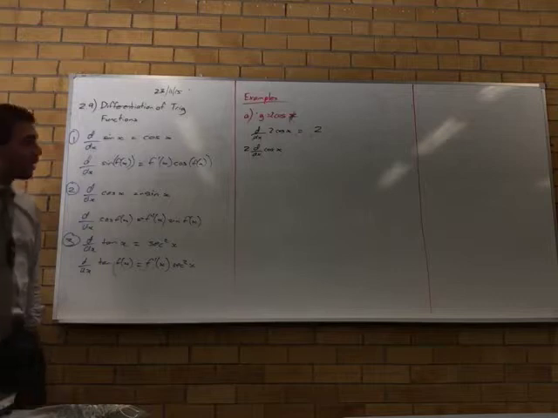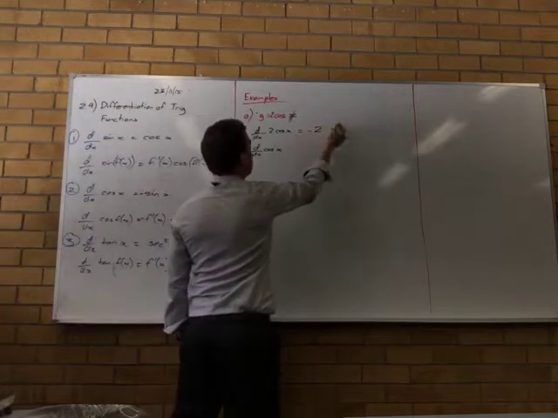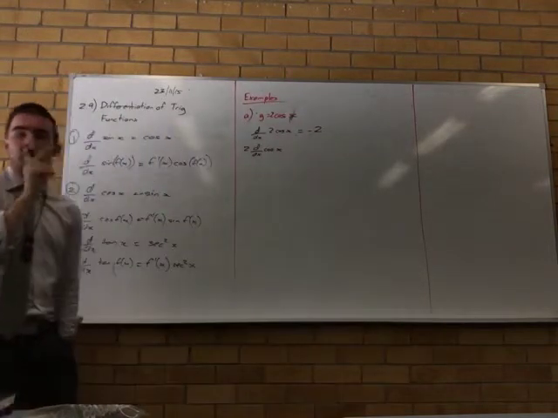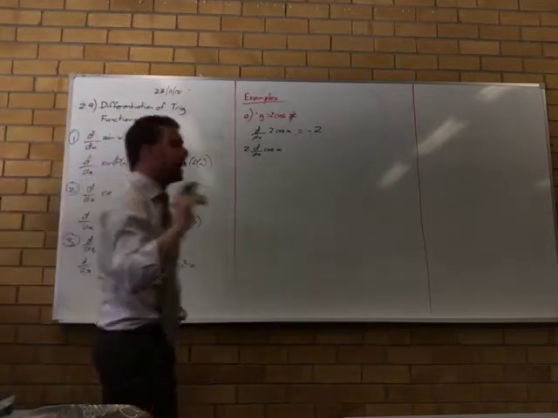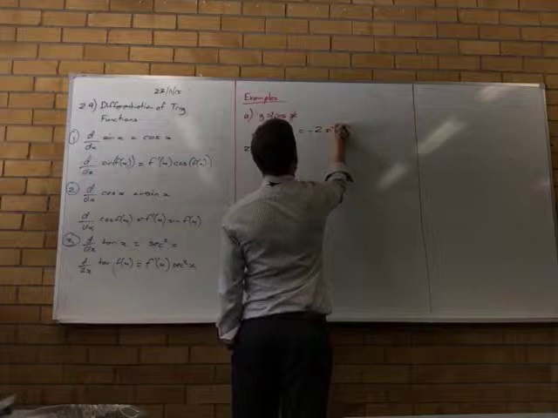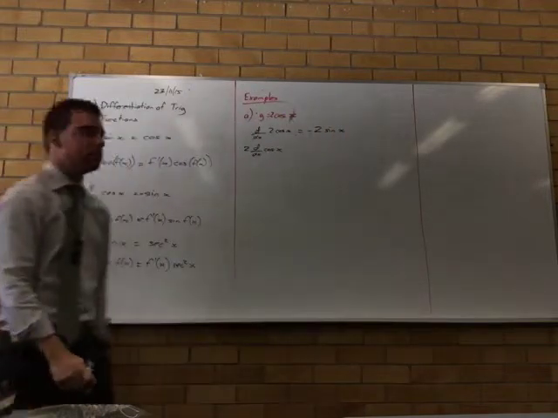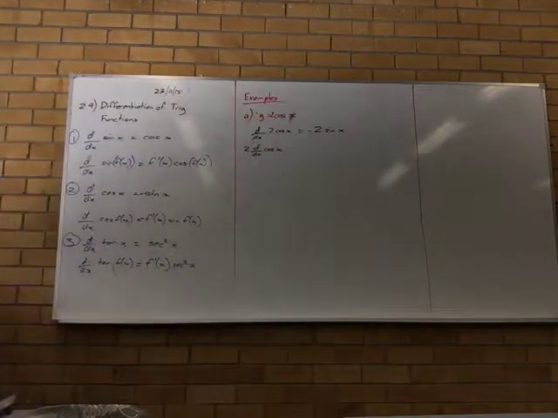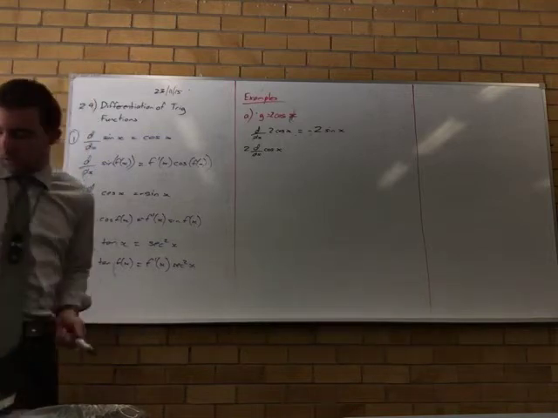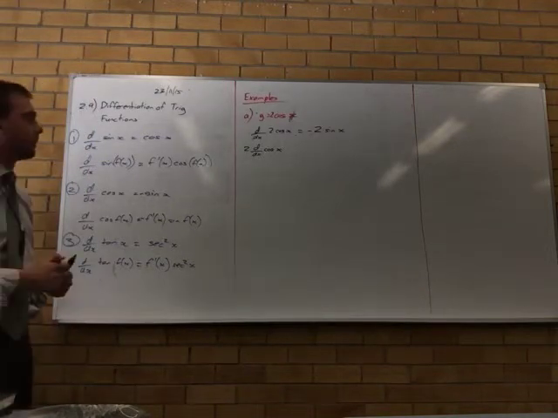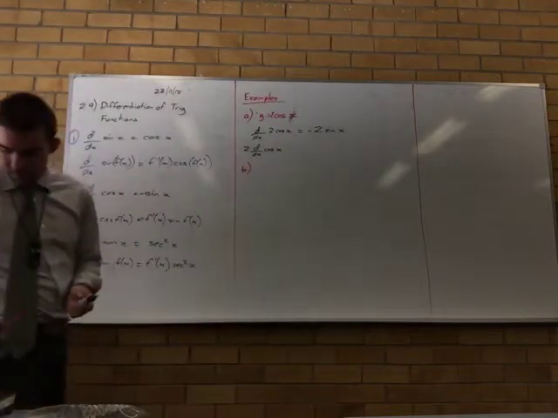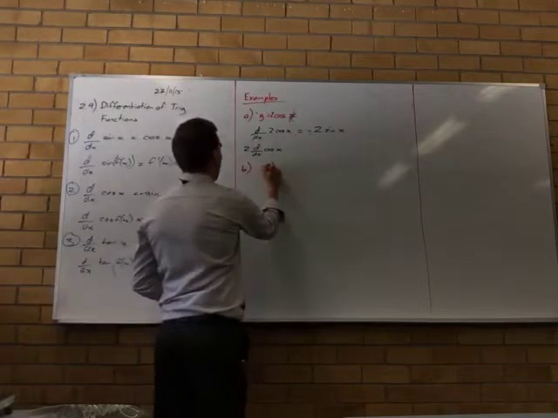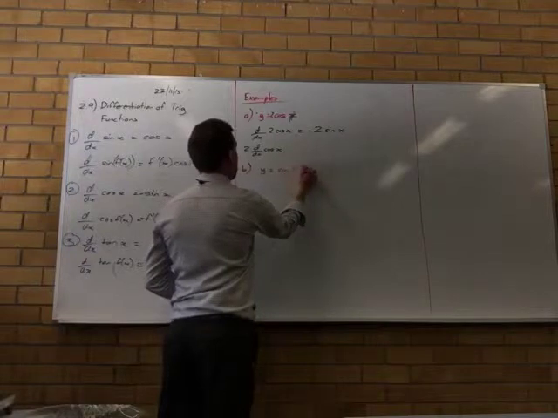Okay? So you differentiate sine, you get cos. When you differentiate cos, you're going to get negative sine. So d/dx of 2 cos of x is negative 2 sine of x. Alright, y is sine 2 of x.